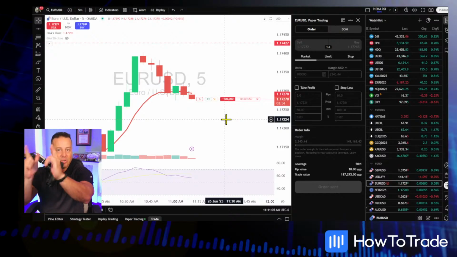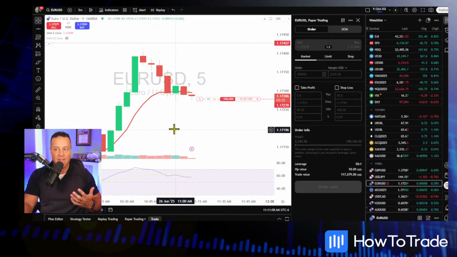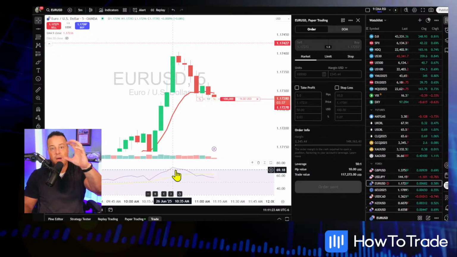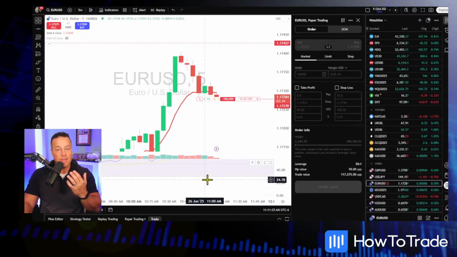I have a technical setup right here on the Euro USD 5. What is my technical setup? RSI, Relative Strength Index, built by Wells Wilder Jr. back in, I believe, the late 70s or early 80s. This thing's as old as the hills, but it is reliable. All right, anything over 70 on an RSI value means we want to sell. We're in overbought territory. Anything under 30 means we're in oversold territory and we want to buy the market.